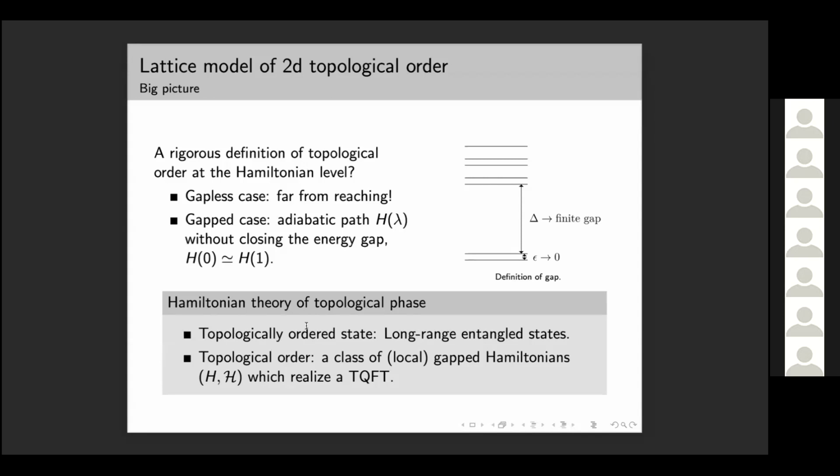So with this definition, we can have a Hamiltonian theory of the topological phase. The topological phase at the Hamiltonian level is just a class of local gapped Hamiltonians. I have introduced the definition of the gap, and local means that the Hamiltonian is a sum over local terms, and these local terms only act on a local region of a given spatial manifold. This class of Hamiltonians realizes some TQFT. So this is the Hamiltonian theory of the topological phase. For the ground state, there is also a typical property usually called long-range entanglement. It means that the ground state of a topologically ordered phase usually has long-range entanglement.